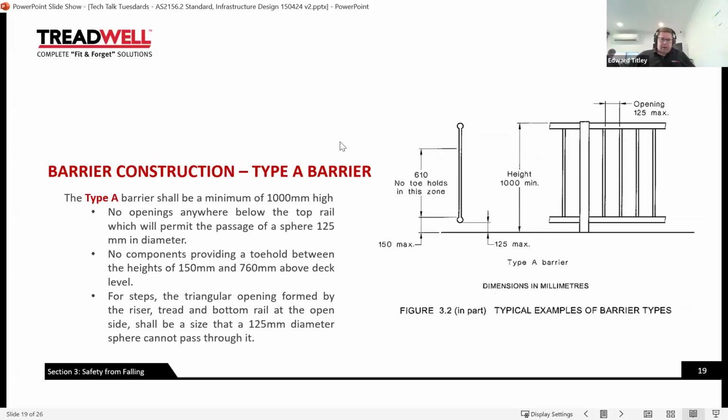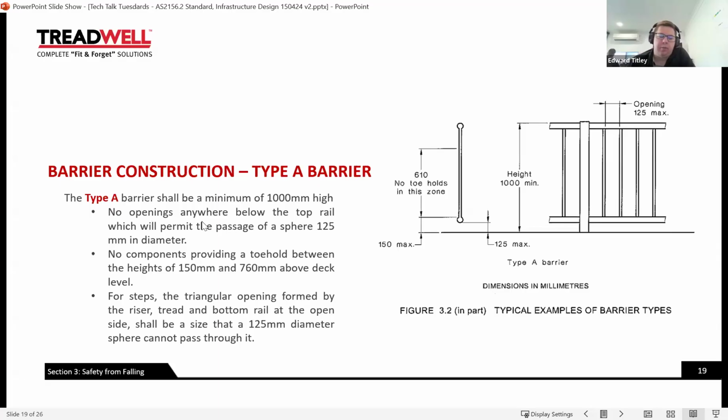So now we'll look at some barrier types. This is a type A barrier, quite similar to what you've seen if you've looked at AS 1428 as far as accessible walkways and barriers for those. No openings anywhere below the top rail that'll allow the passage of a 125 mm diameter sphere, and then between 150 and 760 millimeters above the deck level, no components providing a toe hold. And you can see here we've got that with our vertical balusters, pickets. And then for steps, they're only formed by the riser, tread, and bottom rail at the open side.